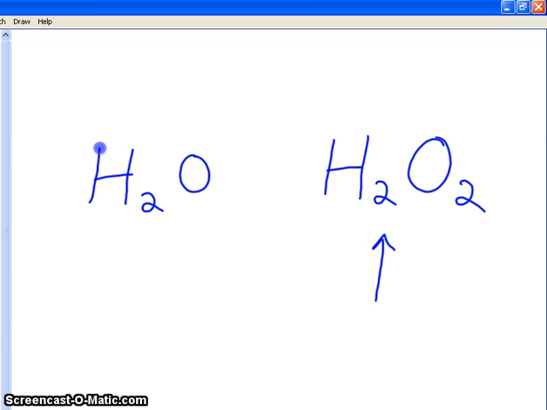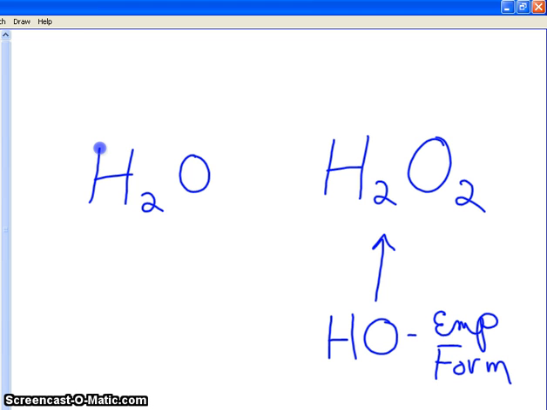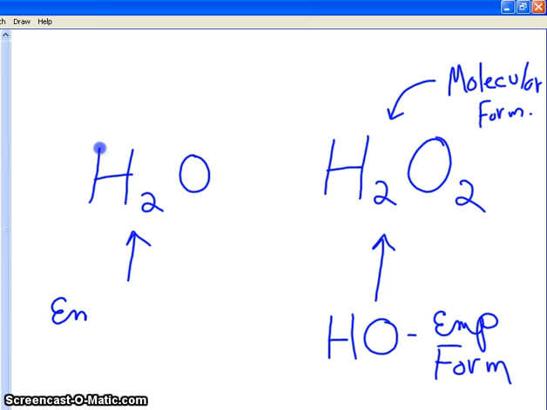You guessed it. HO would be the empirical formula of hydrogen peroxide, while H2O2 is the molecular formula, showing the exact number of atoms. Water is both the empirical and molecular formula.